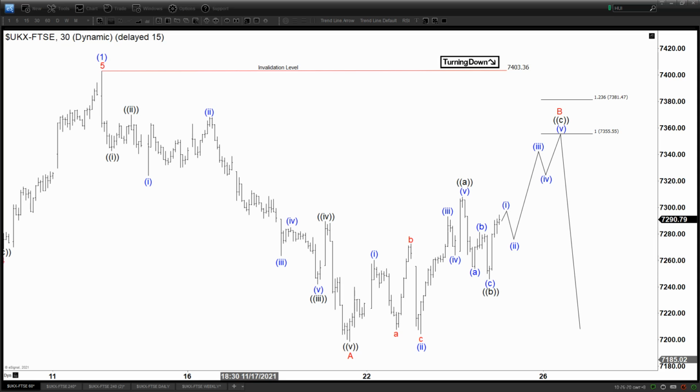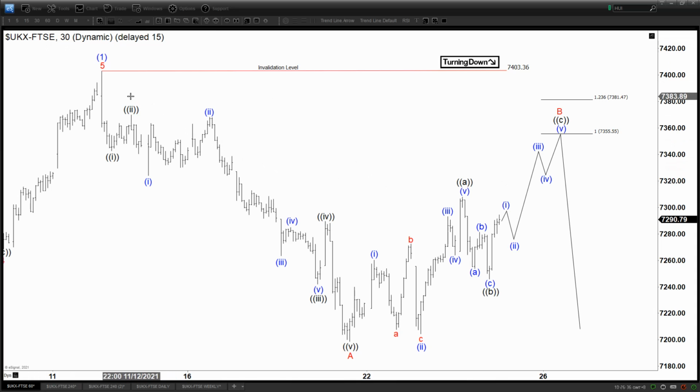My name is Henry. Today is Thursday, November 25th. The time is around 2 a.m. GMT, and today we are going to be looking at the FTSE. This is a 30 minutes chart, UK index.